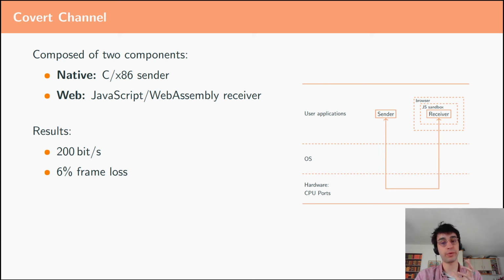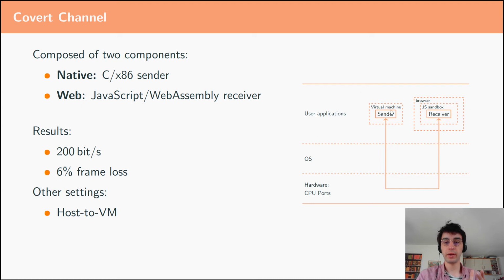We also, to prove the flexibility of this covert channel, implemented other settings. The first one where the sender sits inside of a virtual machine. So we have an added stack of virtualization, and we can still communicate through CPU ports. It could be a very interesting model, for instance, for malware analysis, where you analyze the malware inside of a sandbox to protect yourself. It could also be used on public clouds, where you have many different virtual machines that share the same physical hardware.